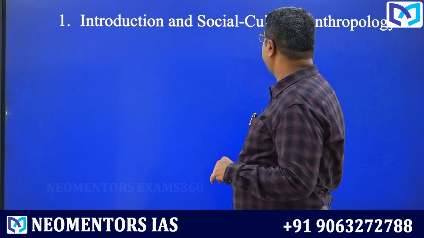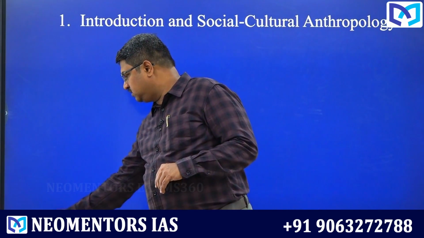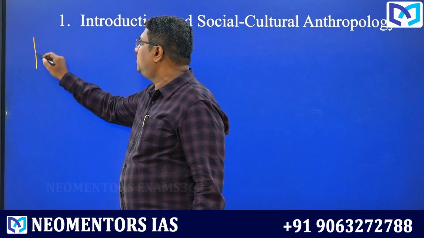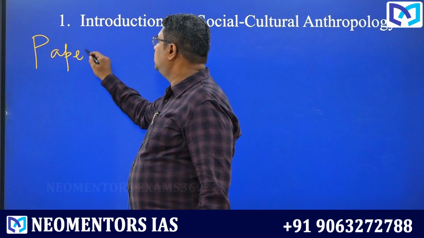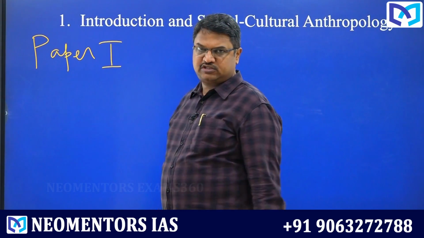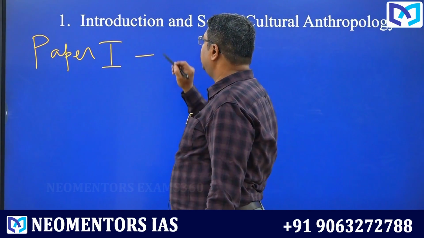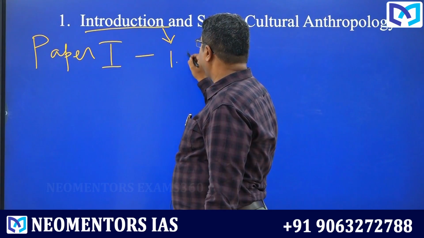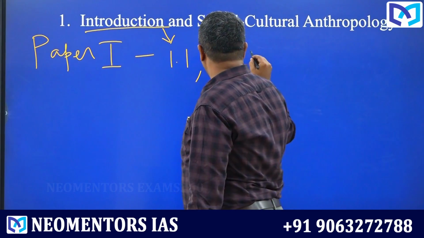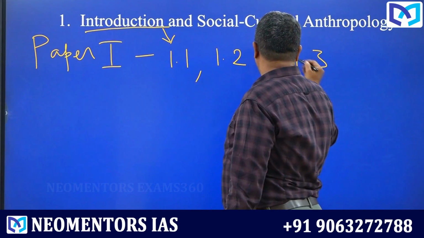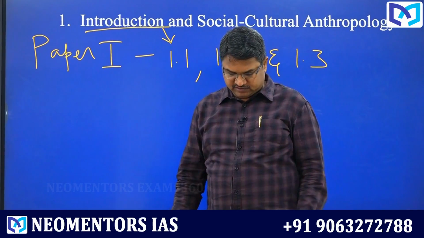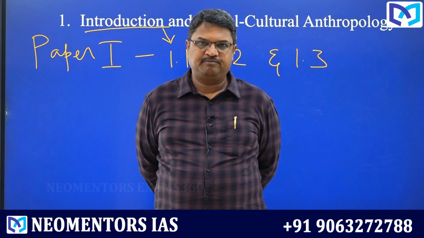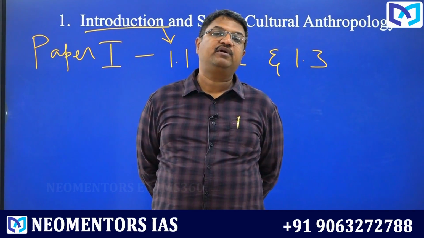Now coming to introduction and social cultural anthropology part. So what we will have here is, we have predominantly from paper 1, the chapters which are dealt in detail. For example, the introduction part is covered in chapters 1.1, 1.2 and 1.3. If you focus on 1.1, it says meaning, scope and development of anthropology as a subject.